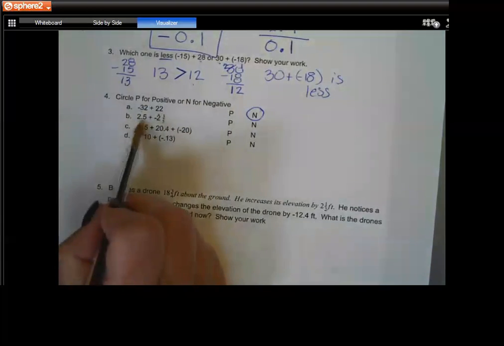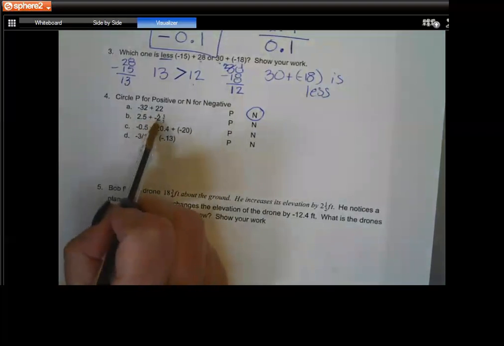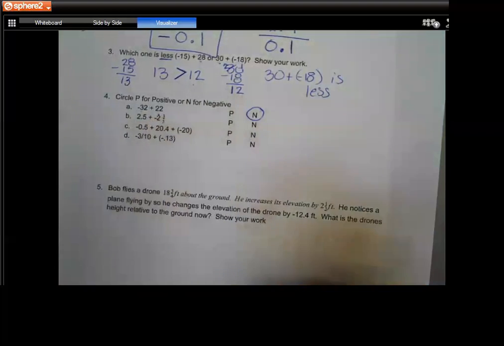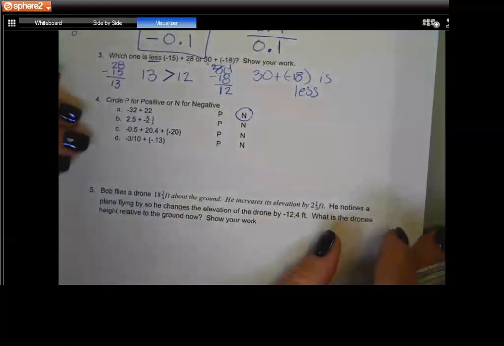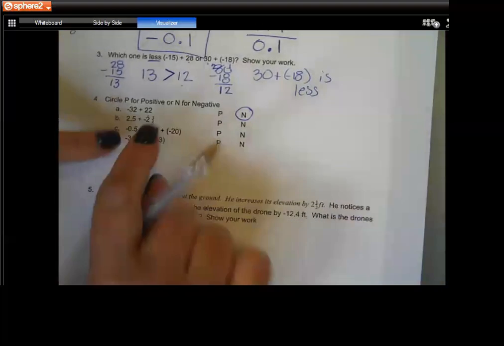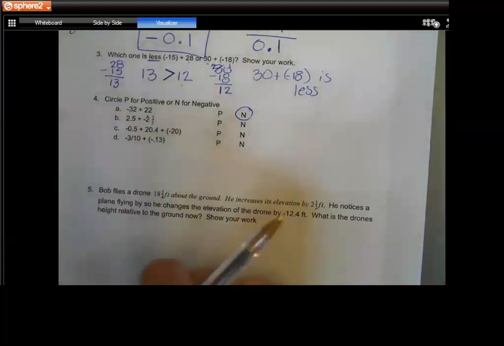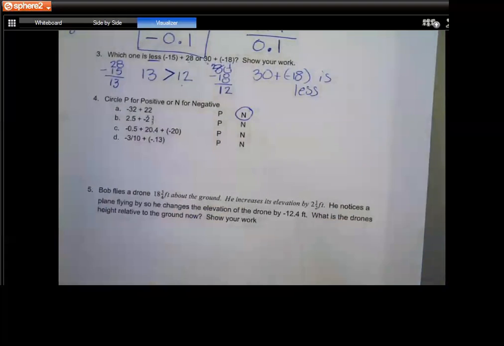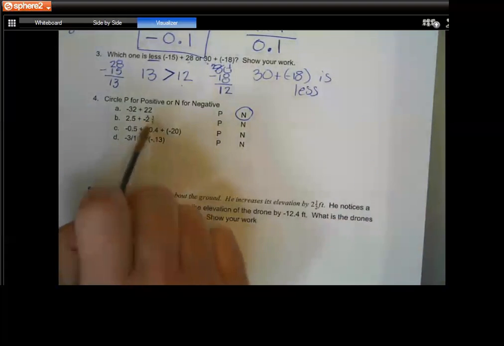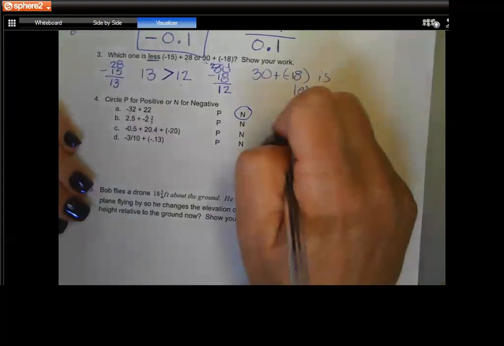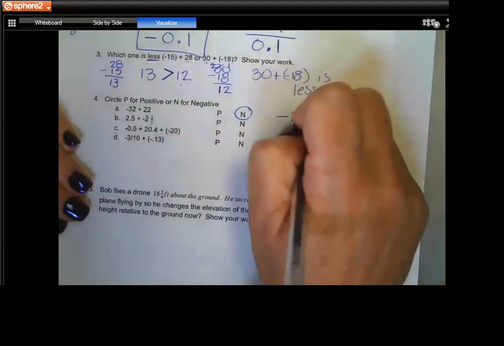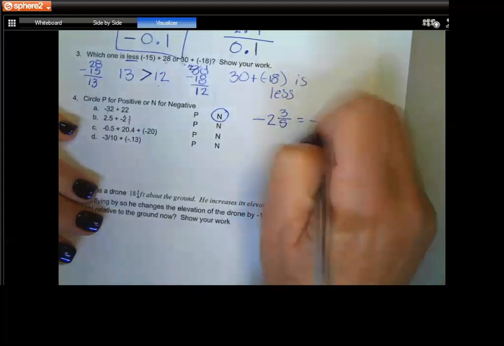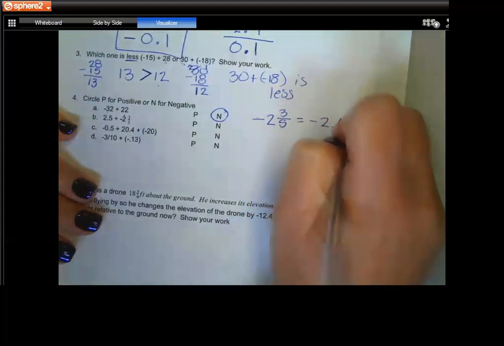Next one, 2 and 5/10 plus negative 2 and 3/10. Well, in order to compare those, or to find out which one's going to be bigger to see if it's a positive or negative, you're actually going to have to change it. So negative 2 and 3/5 is actually negative 2 and 6/10, right?